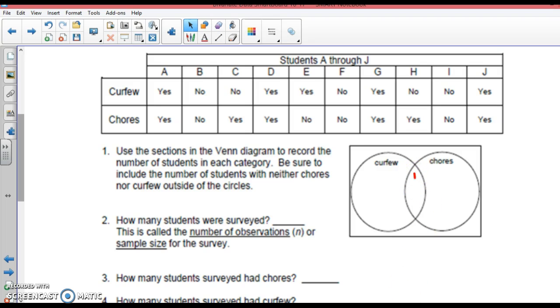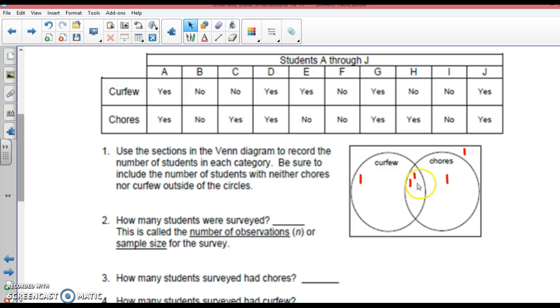I'm going to put one hash in there. No curfew and no chores out here. No curfew, but yes, chores. So, no curfew would be outside this circle, but yes, chores would be there. Yes, yes, in here. Yes, curfew, no chores, in there. So, in the curfew circle, but outside the chores circle.